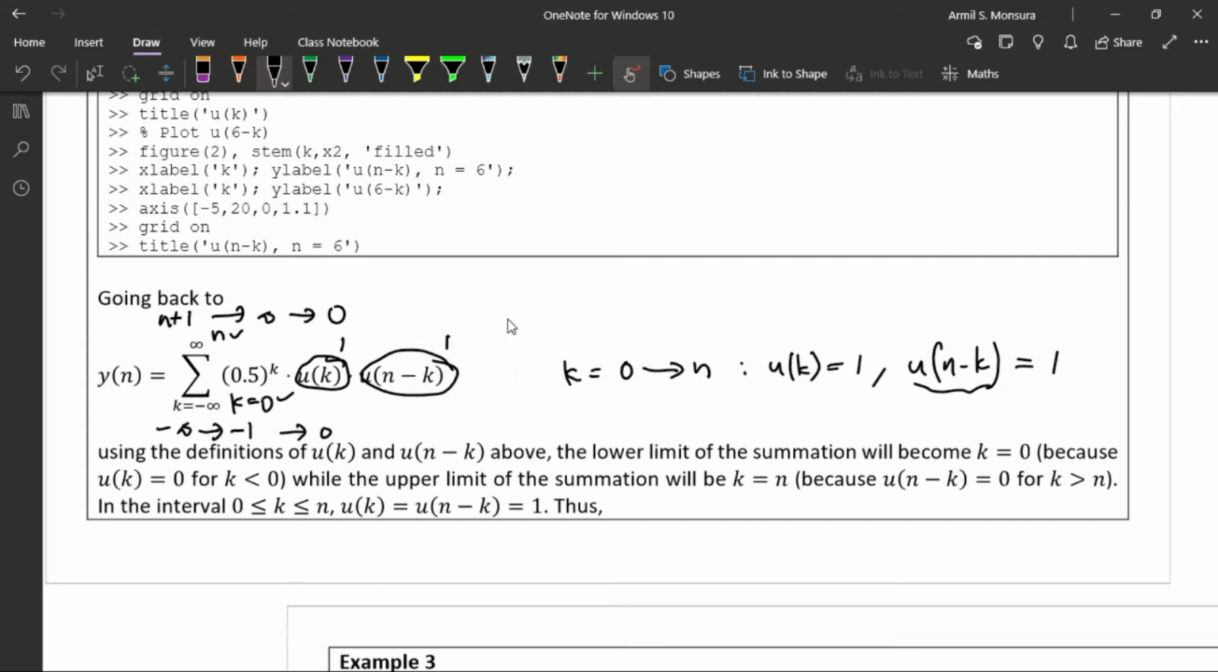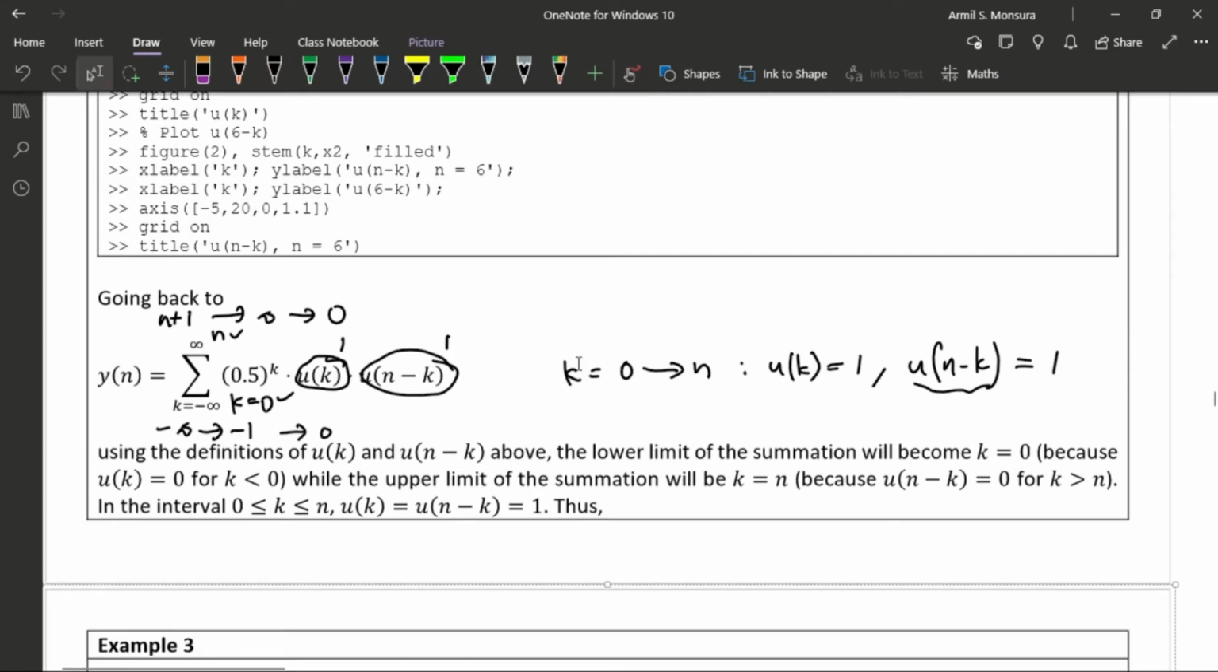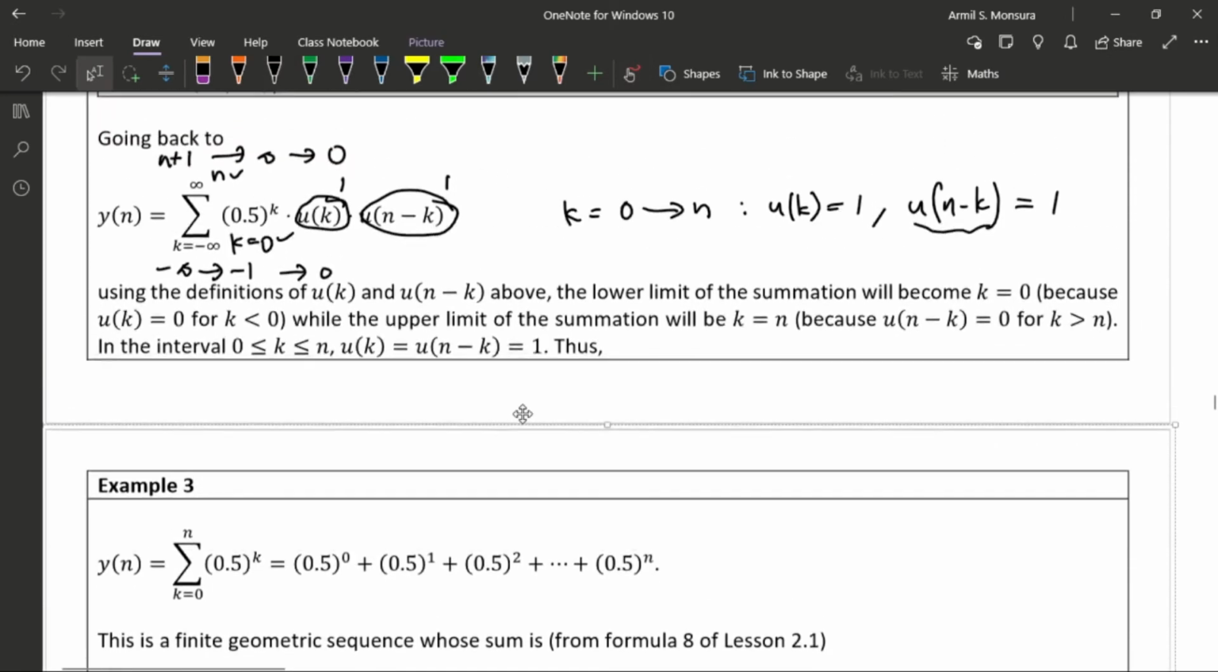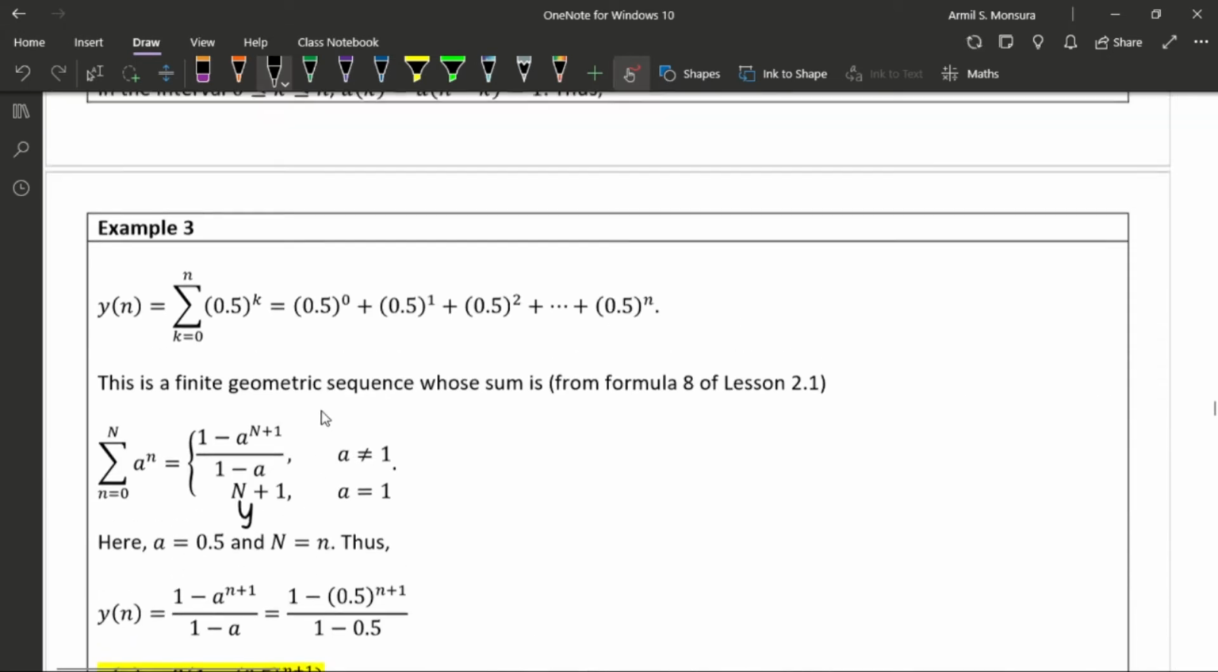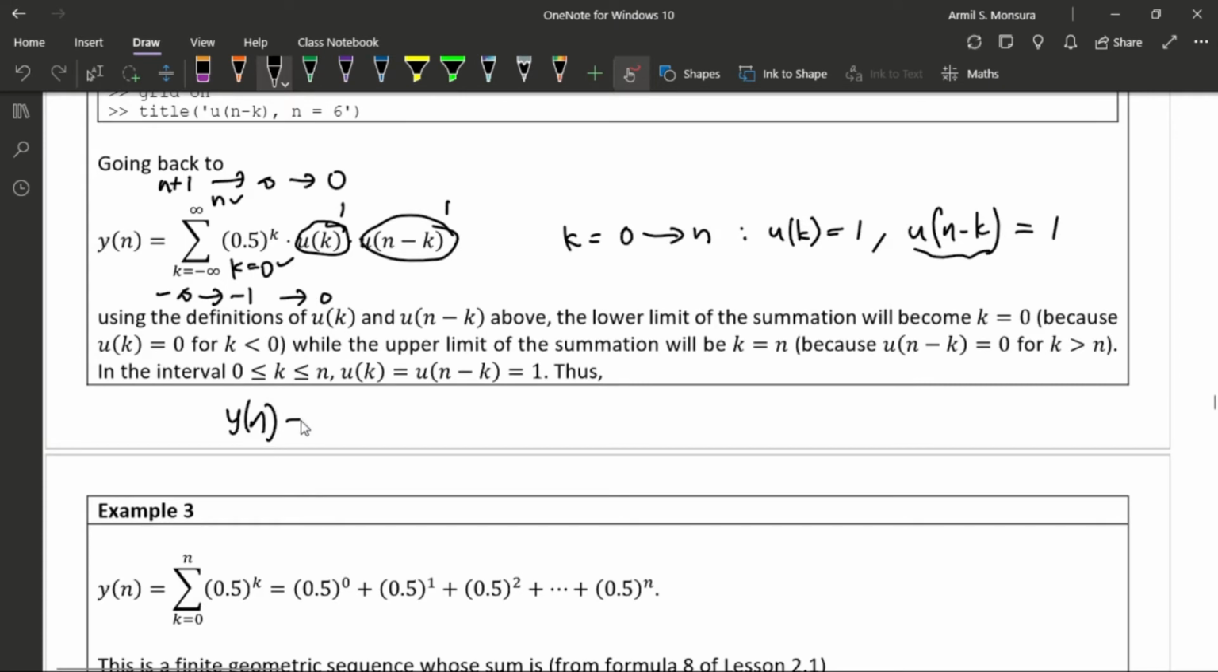So now we can rewrite your formula. Our formula can now be rewritten as y of n equals the summation of 0.5 raised to k, for k equals 0 up to n. Then these two factors, since k is from 0 to n, are both 1, so it's just times 1. So that's what's left.